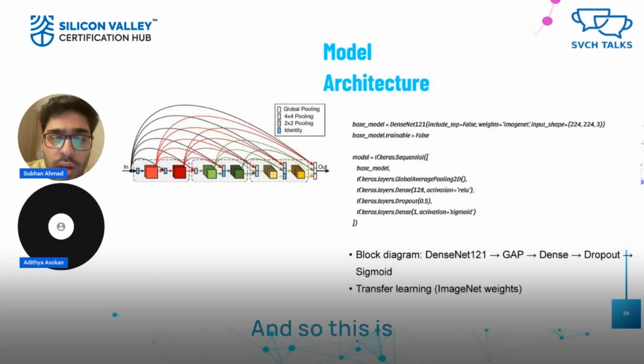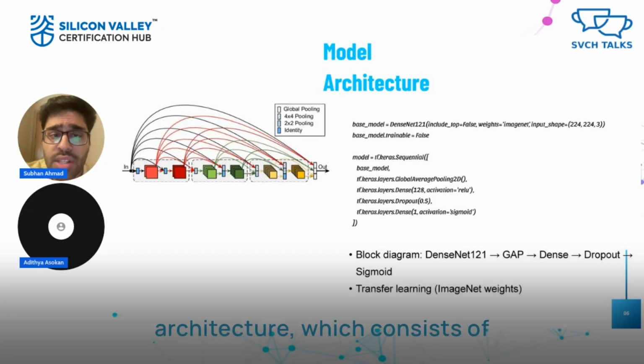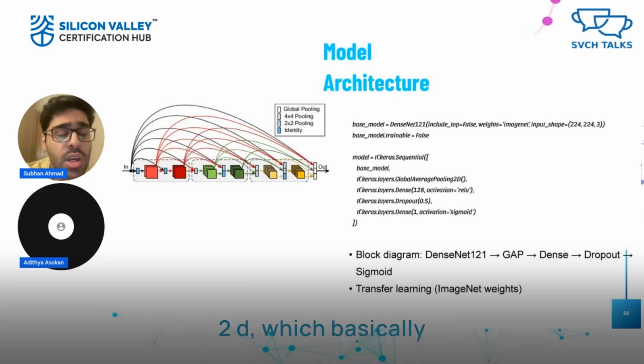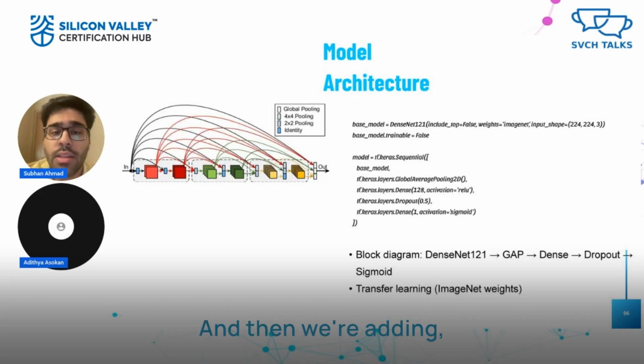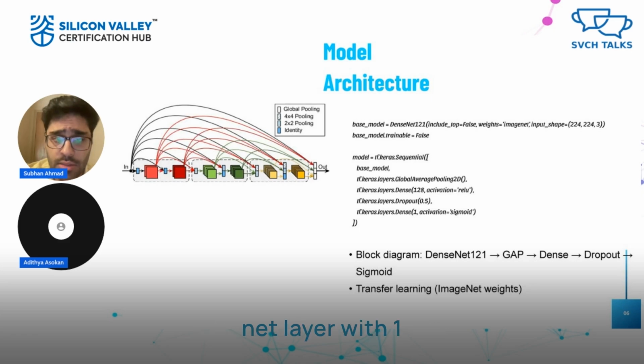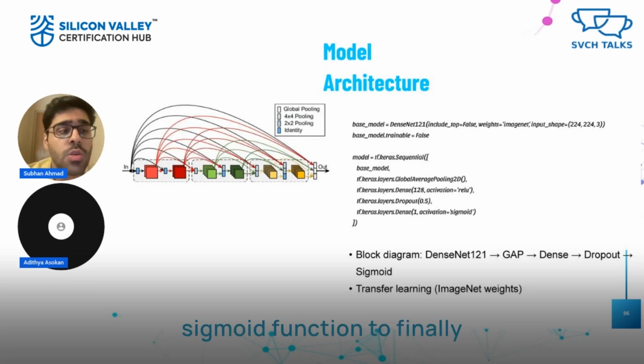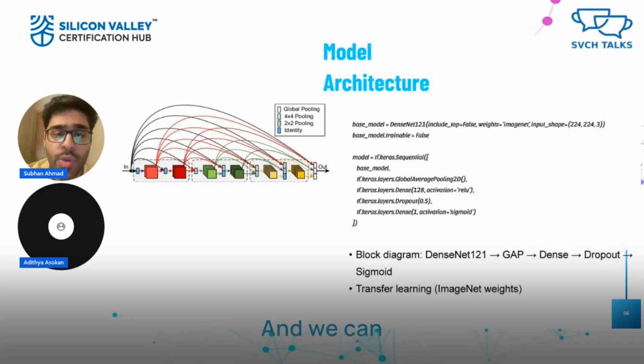And so this is our basic model architecture, which consists of the base model, and then we're adding this global average pooling 2D, which basically converts the features from a 2D array to a 1D array. And then we're adding another dense layer with 128 neurons using the ReLU activation function. After that, we're dropping out 50% of the neurons to make the whole thing more efficient. And finally, this is our output layer consisting of one neuron, using the sigmoid function to finally give a classification. And we can see the whole pathway over here.